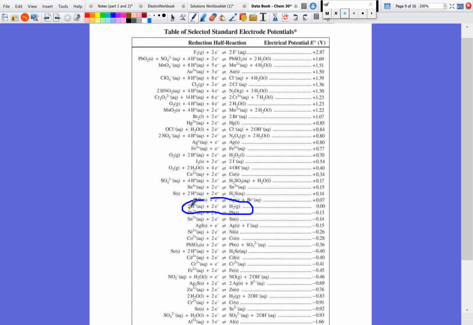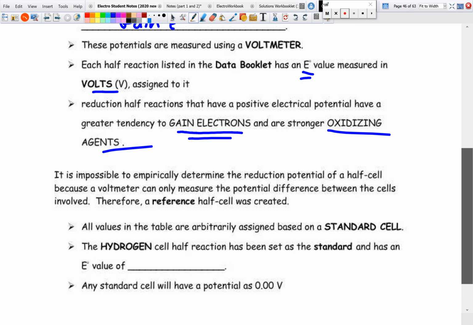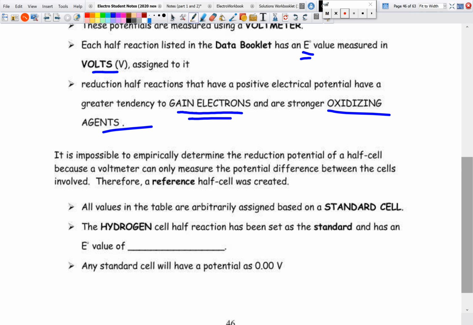So all of these up here have a stronger reduction potential, and of course the lower reduction potential is down here at the bottom. Now, the hydrogen cell is arbitrarily chosen. It is just a reference cell that was created. It doesn't need to be there. It's just what they're all assigned to for this particular data booklet.